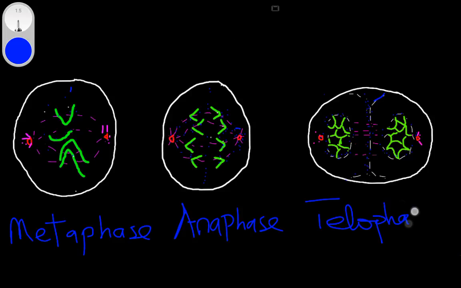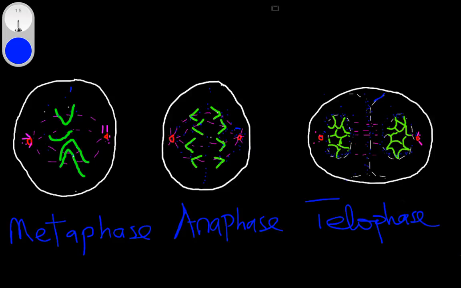as telophase. In telophase, our chromosomes migrate to both ends of the cell. What happens there is that a new nuclear envelope is formed, and so we have a new nucleus, two nuclei now. We have these chromosomes that have migrated to this part of the cell, and some others that have migrated to this part of the cell. So a new nuclear envelope is formed around them.